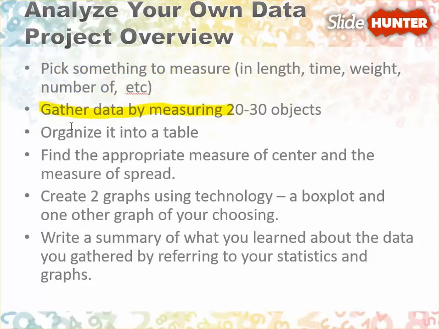We want it to be organized, so you're going to put it into a table, and you can do that using technology. So we're going to use either the website we were just looking at for Cricket Chirps, or we can also use Excel. And what we're going to do then using that technology is we're going to find the measure of center and measure of spread. So we're going to decide what we should measure. Should we measure median or mean? Should we measure standard deviation, IQR, range?